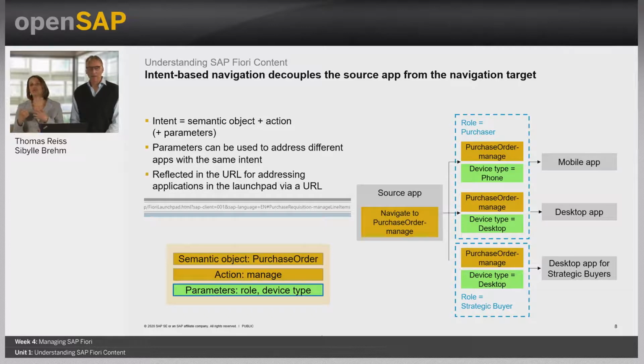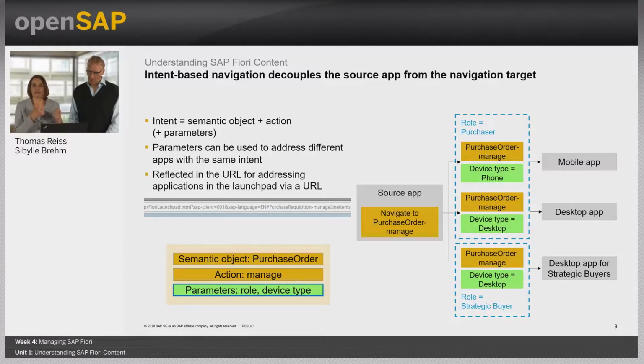You can also reuse the same tile on the same homepage to launch a summary app on a phone and a more full-featured app on a desktop. Intent-based navigation is also very helpful for app-to-app navigation. For example, you can implement your custom app pointing to an intent, and the right app to be launched will be calculated at runtime, depending on the intent parameters. You can see an example for this on the right side.